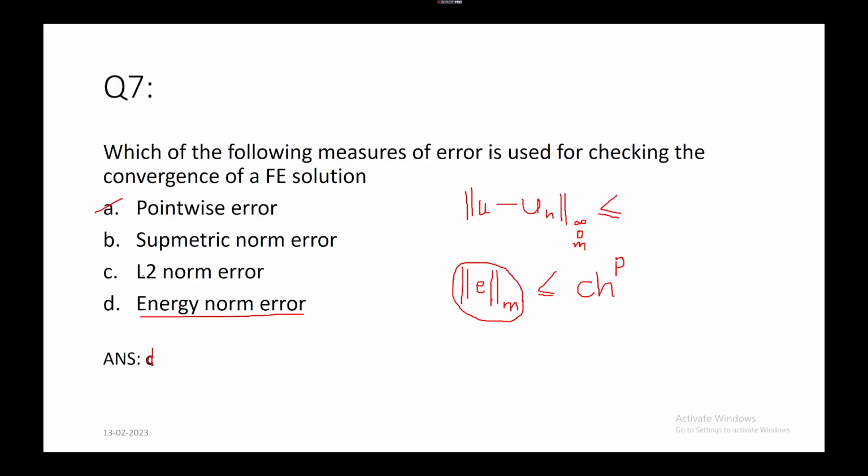So any doubt in this question? No, sir. Okay, so it's actually the energy norm error. So we have to be aware. Whenever we are going to check the convergence of FEA solution, the measure of error which we are using for checking the convergence is nothing but the energy norm.